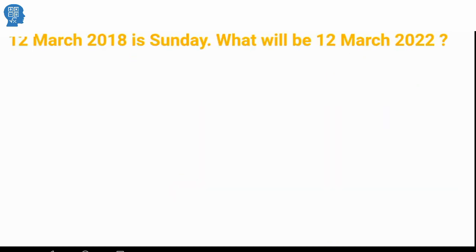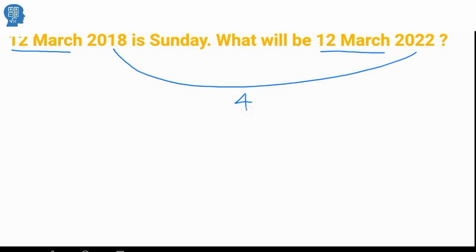12th March 2018 is Sunday. What will be 12th March 2022? If you observe, it is 12th March and 12th March, so day and month are the same. Only the year differs. How much difference? It is exactly 4 years. To find it, just subtract 2022 minus 2018, and we get 4 years.